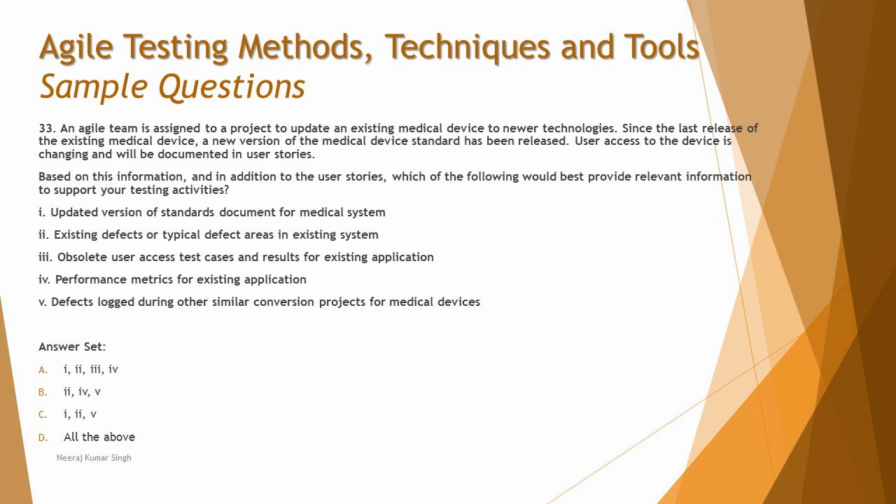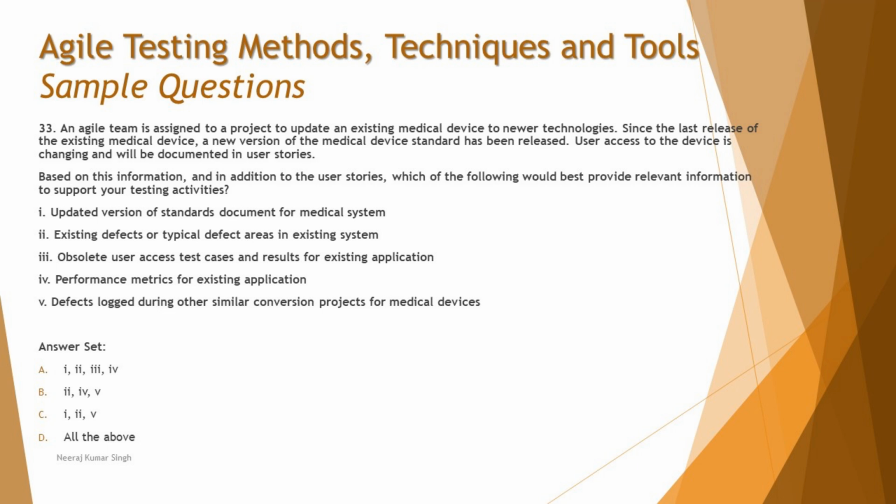Talking about the third, obsolete user access test cases and results for the existing application, I think that's not something you would prefer to have, because if it is obsolete, then of course it is no longer required, it's outdated. So this information is certainly not really required, because user access is changing with the new release, as they told us in the very first line, and new user stories have been documented for that. So the old, which is obsolete, is no longer required to be considered. So 3 can be skipped.